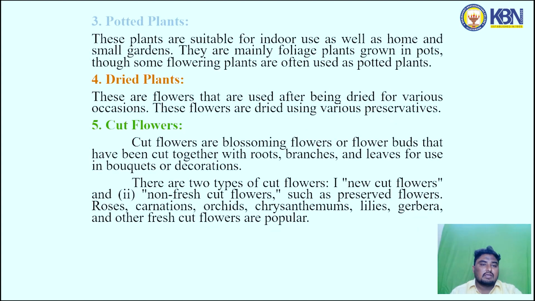Potted plants. These plants are suitable for indoor use as well as the home and small garden. They are mainly foliage plants grown in pots, though some flowering plants are often used as potted plants. Dried plants. These are flowers that are used after being dried for various occasions. These flowers are dried using various preservatives.